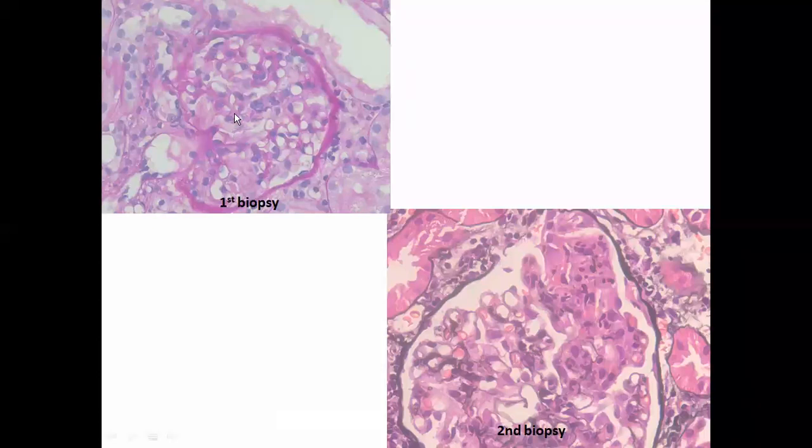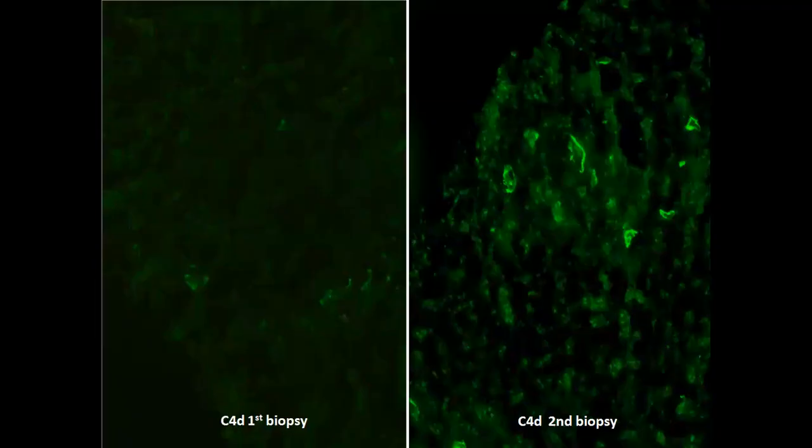If we look at the glomerulitis, the first biopsy was showing no glomerulitis, and the second, repeat biopsy showed a few glomeruli showing significant glomerulitis. So when I say glomerulitis, that means there are cells within the capillary lumen. So in a native kidney biopsy, if you find inflammatory cells in the capillary lumen, you label it as endocapillary proliferation. But in a transplant biopsy, if you find inflammatory cells in the capillary lumen, you label it as glomerulitis.